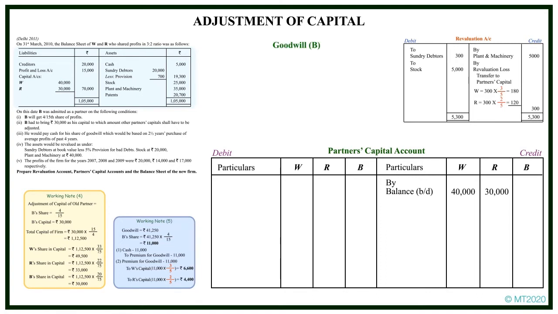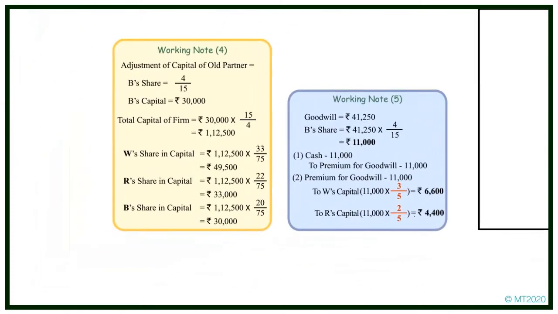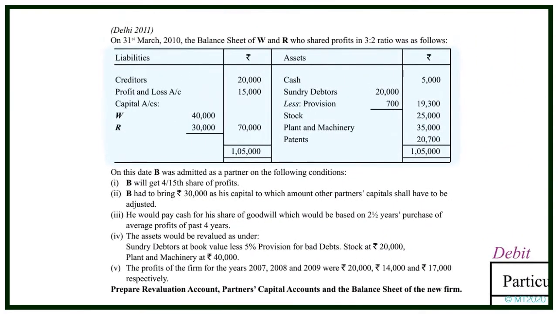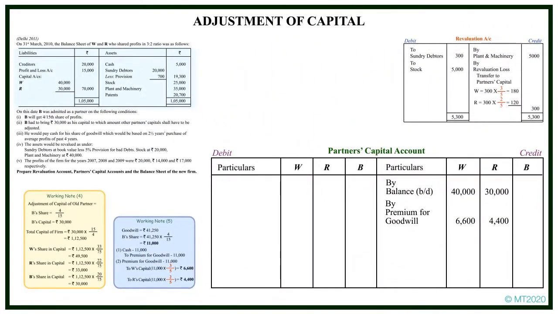Next, the goodwill which the incoming partner has brought to compensate the sacrificing partners W and R would be transferred into their capital account by premium for goodwill account, 6,600 for W and for R 4,400. The figures we have got from the working note number 5. Next, the partner B, new partner, he has brought 30,000 rupees as his share of capital. So the capital account of partner B would be credited by cash rupees 30,000.